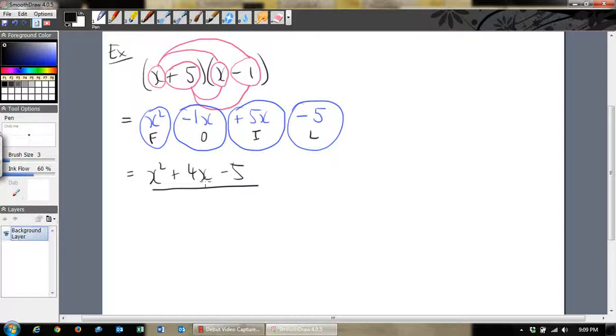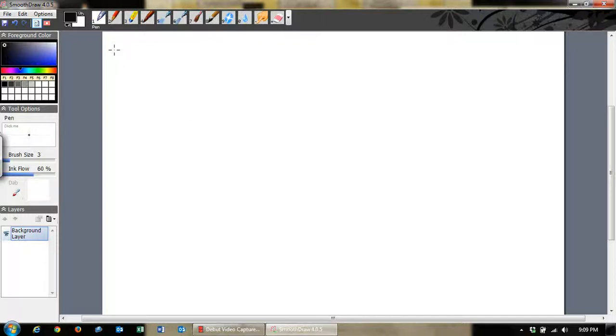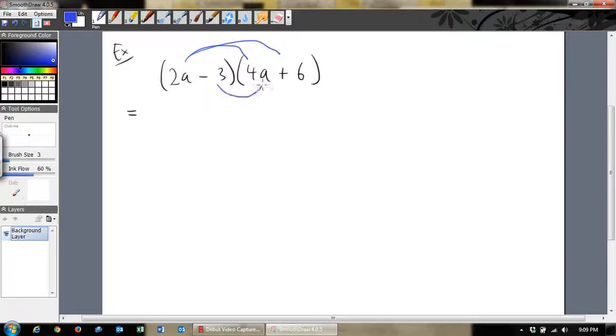Okay, I'll just do one more example of that, and then we'll move on, because time is of the essence. Last example. Let's do a hard one, shall we? 2a minus 3 times 4a plus 6. Okay, let's do this one. Let's expand. I'll go a bit quicker this time. Just remember firsts, outers, inners, lasts.